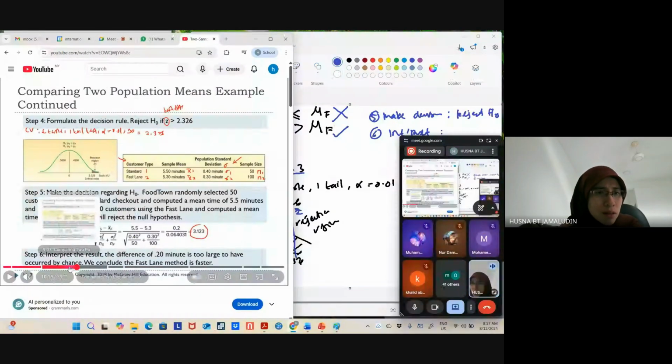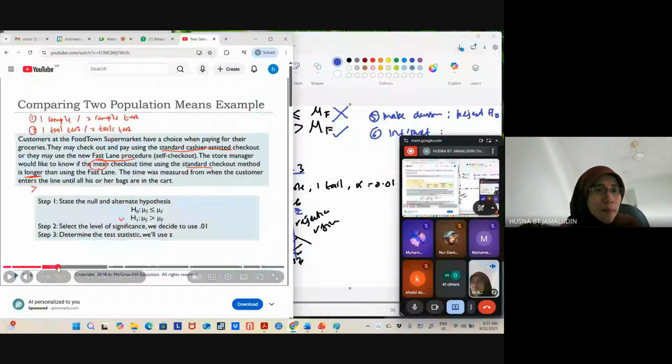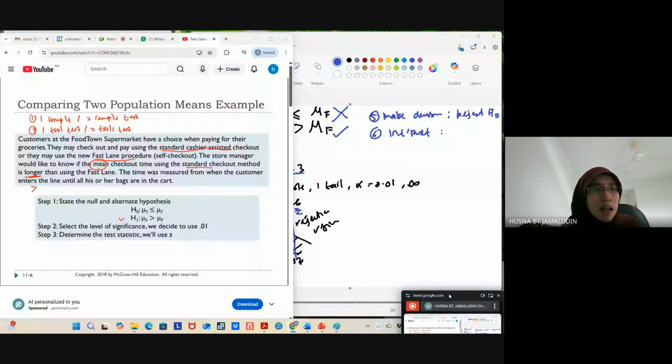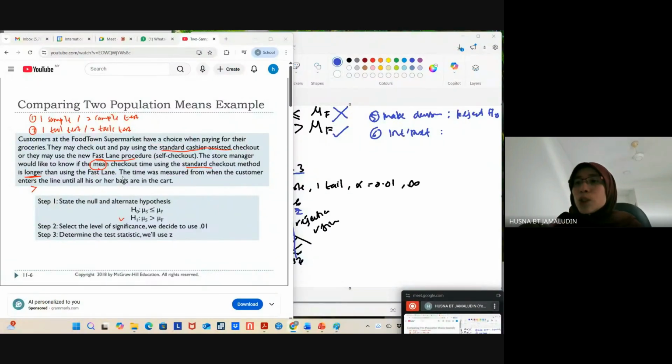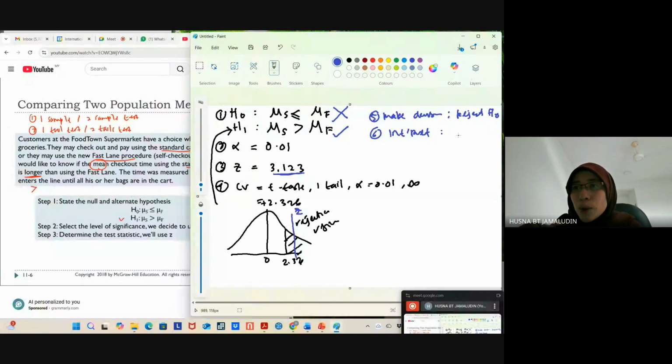Where is the question just now? Okay, it says that you want to know if the mean checkout time using the standard checkout method is longer. So you can say, yes, the mean checkout time using the standard checkout method is in fact longer than the fast lane. So just reread the question. I'll put here: restate your question. That's it. So very similar to the previous one.